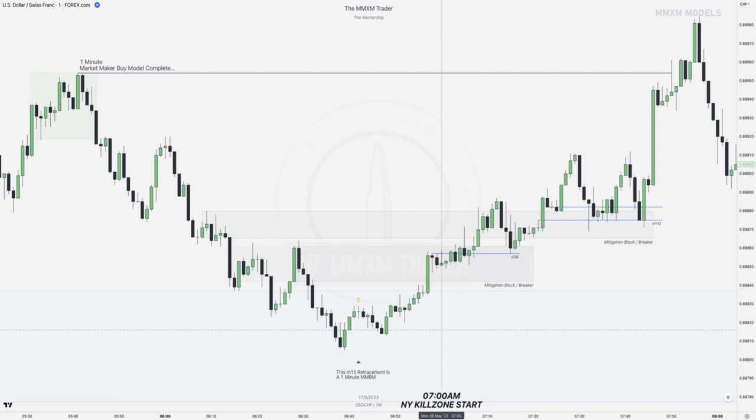And what is most important too, time, right? So be in a kill zone to look for your setup. So New York kill zone starts over here, 7 a.m., right? And this part is in the kill zone. So we formed that smart money reversal just before the kill zone, and we want to look for entries inside the kill zone.